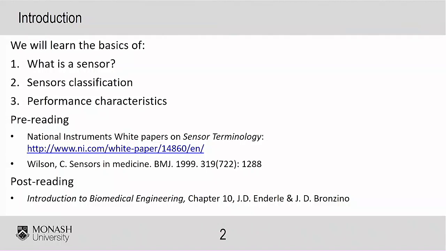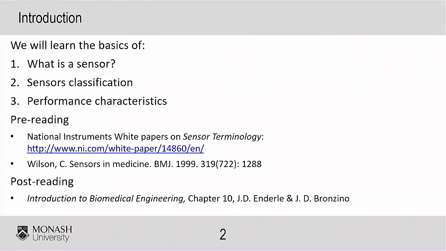For those of you that were quite organised, you would have seen on the Moodle site that there's some pre-reading. The first bit was a National Instruments white paper on sensor terminology. We'll be talking about those characteristics that they mentioned in that paper a little bit today and going into some more details. There was also a BMJ journal for sensors in medicine, which briefly discusses the use of sensors in medicine and how important it is. It's an old article, so it's not as relevant as perhaps it could be, but it's still something interesting for you to read if you haven't done it yet.